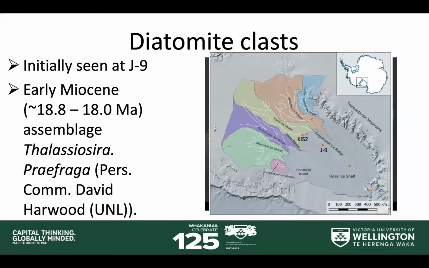And these are the same assemblage and have the same characteristics as diatomite clasts found in J9, which is located further in the center of the Ross Sea. Now, interestingly, the sediments in J9 were coming from underneath Willens ice stream, and our sediments are coming from underneath the Cam ice stream. So this diatomite deposit needs to be quite extensive, but I'll get into that a little bit more.